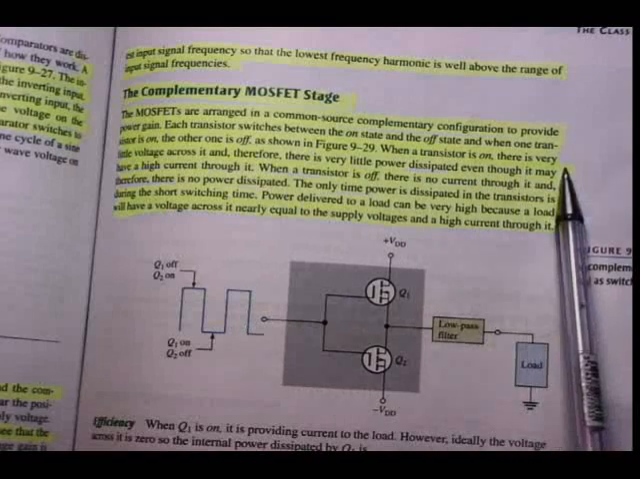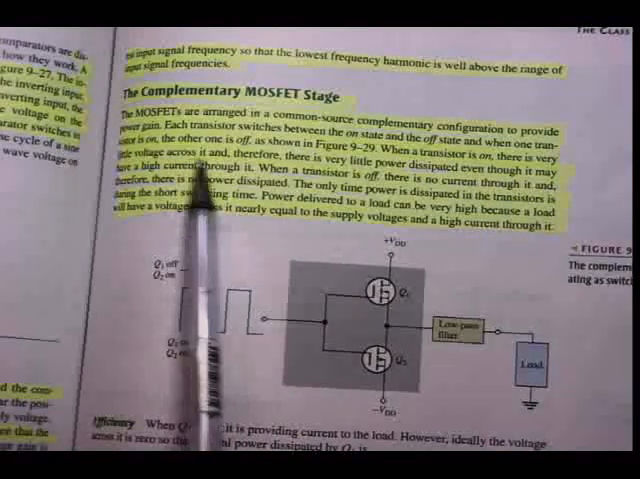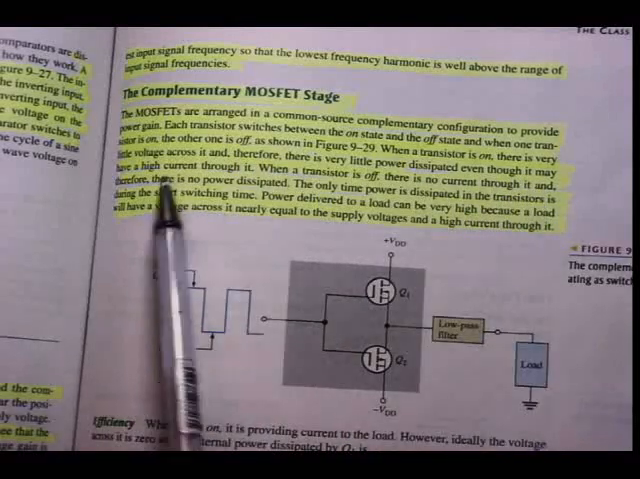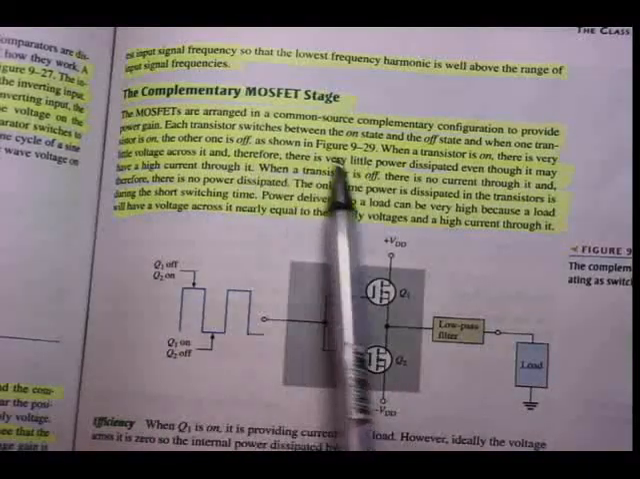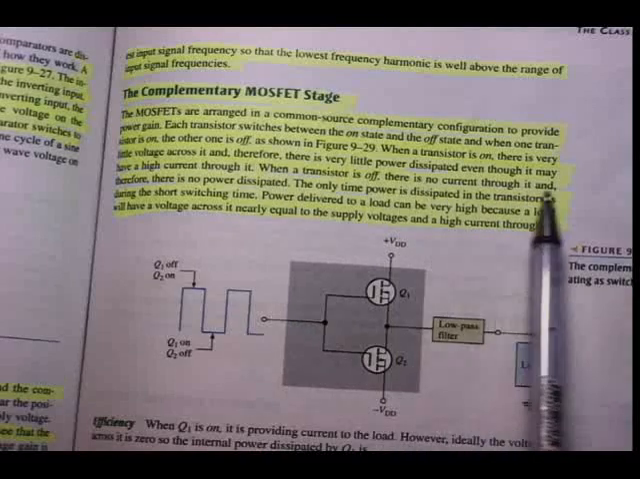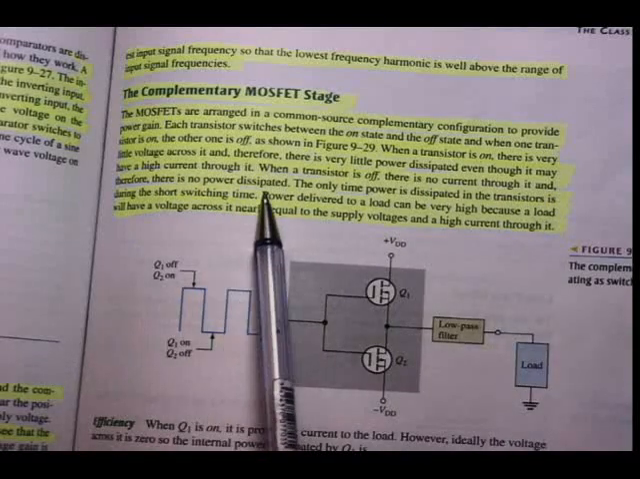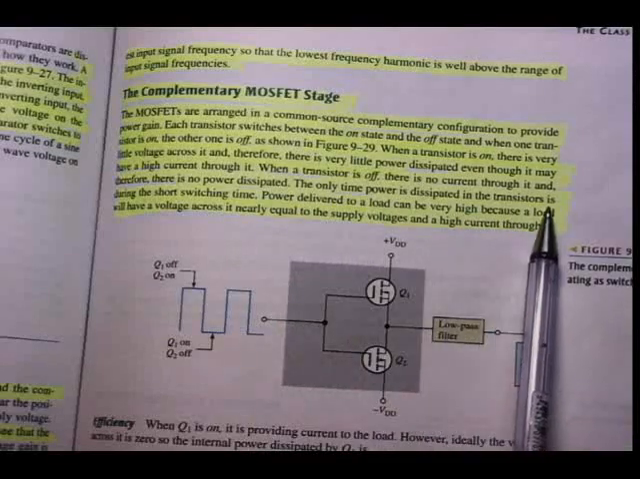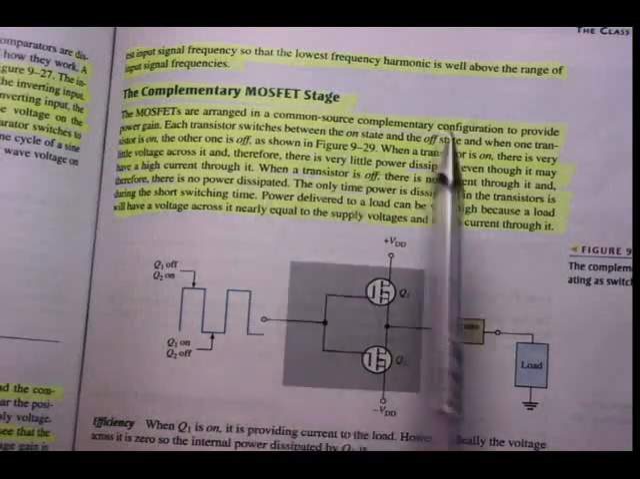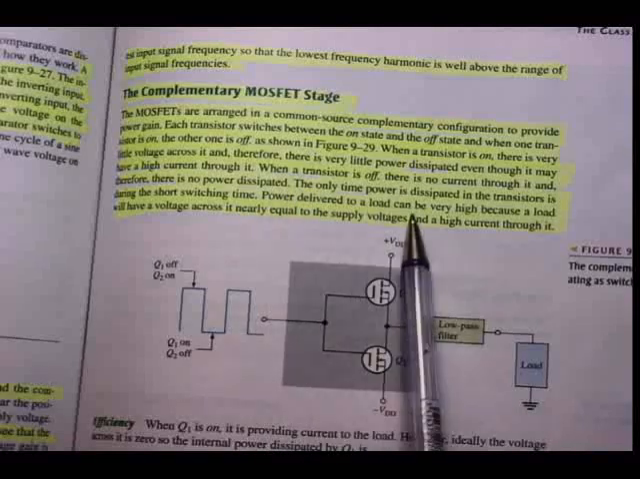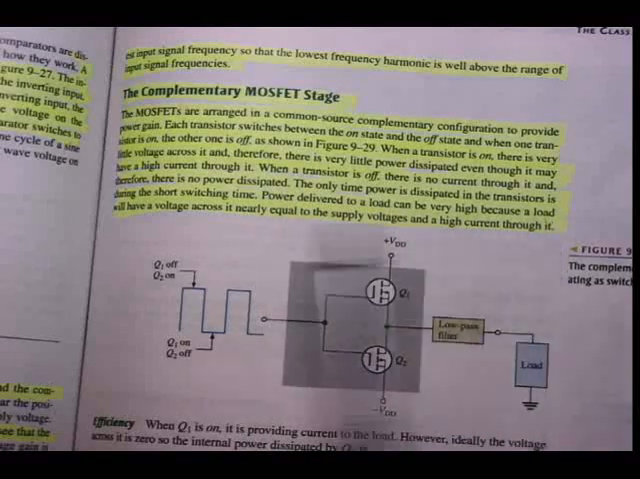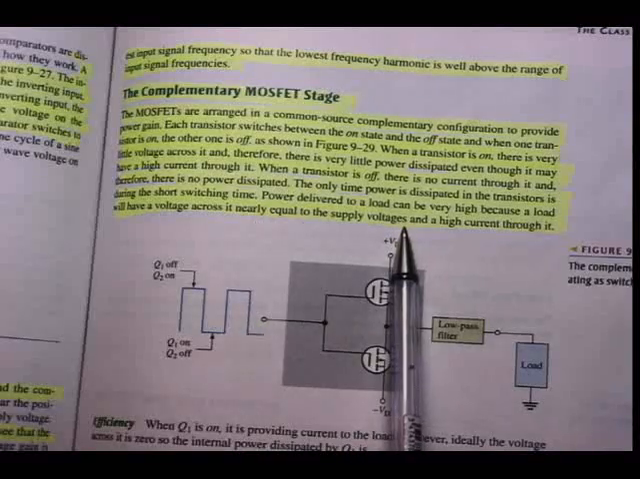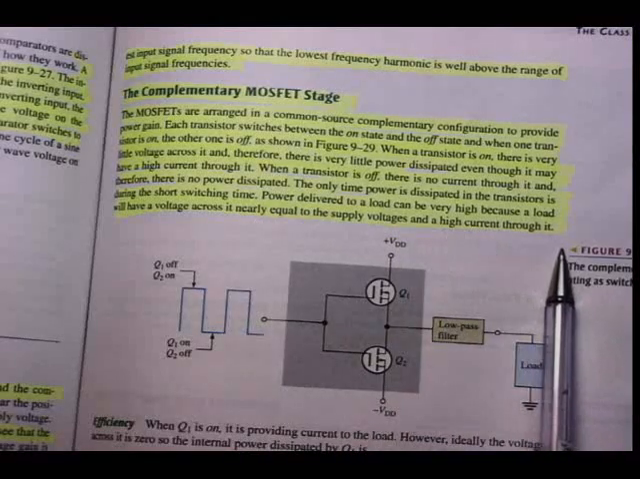When a transistor is on, there is very little voltage across it, and therefore very little power dissipated, even though it may have a high current through it. When a transistor is off, there is no current through it, and therefore no power is dissipated. The only time power is dissipated in the transistors is during the short switching time. Power delivered to a load can be very high because the load will have a voltage across it nearly equal to the supply voltage and a high current through it.